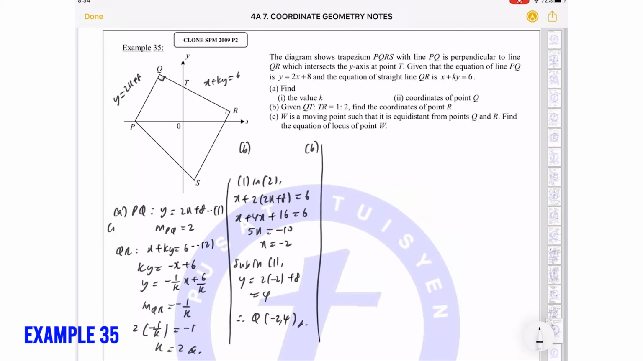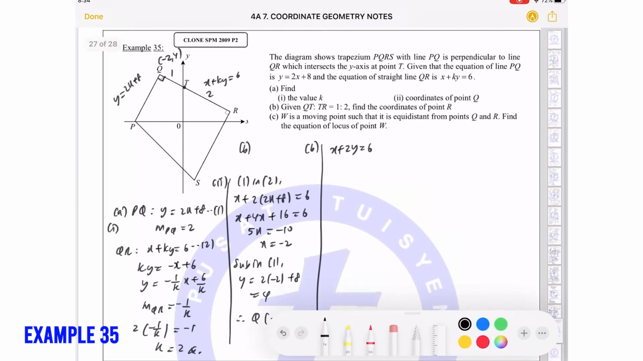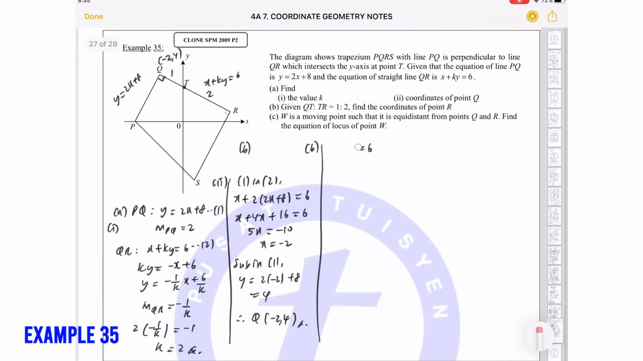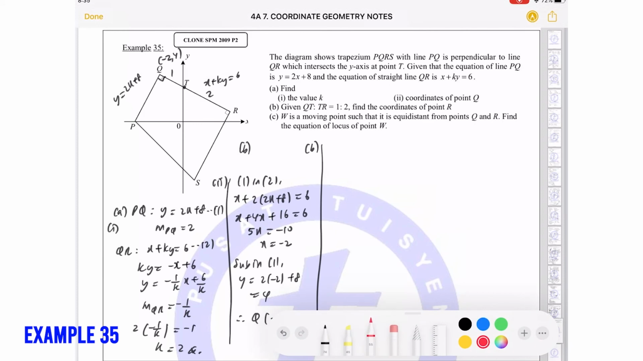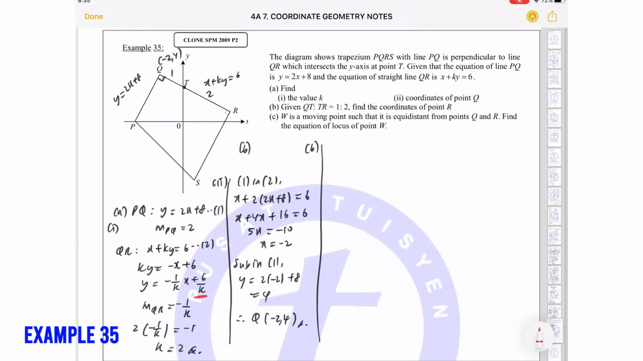This is B, Roman 1 and Roman 2. I've got k, I've got coordinate point Q. Now, given that QT:TR has a ratio of 1:2, I need to find coordinate point R, but first we need to find coordinate point T. I already know Q is (-2, 4). T is the y-intercept of this straight line from equation 2, x plus ky equals 6. To find your y-intercept, maybe I would say that on the y-axis, x is 0, or maybe you sub inside from here. Because we already know the y-intercept, maybe I highlight this one. My y-intercept is actually 6 over k, right?